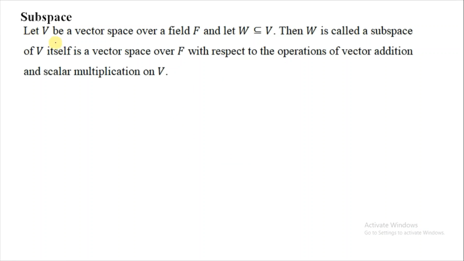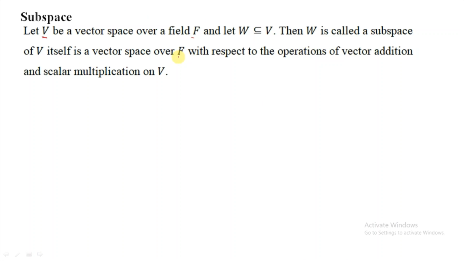Now let V be a vector space. It must be a vector space over some field F, and let W be some subset of V. Then W is called a subspace of V when it itself is a vector space over F.